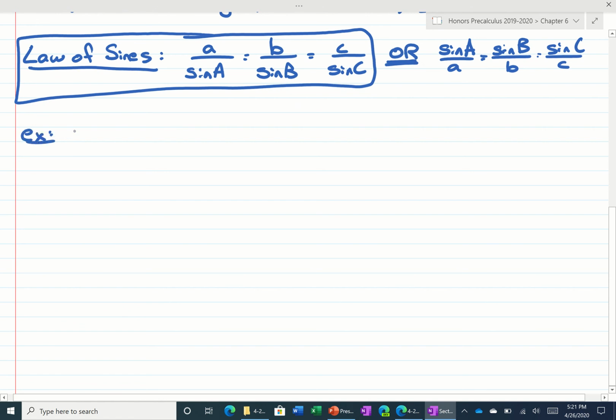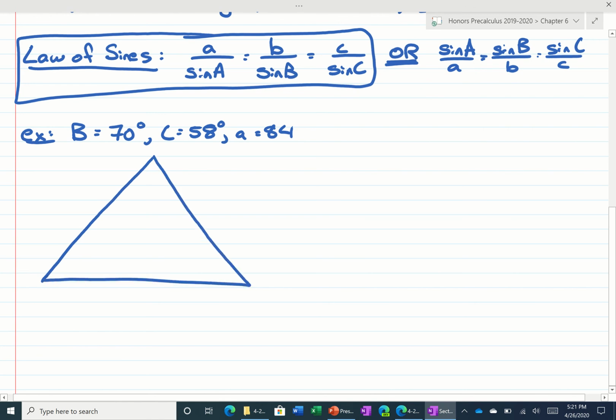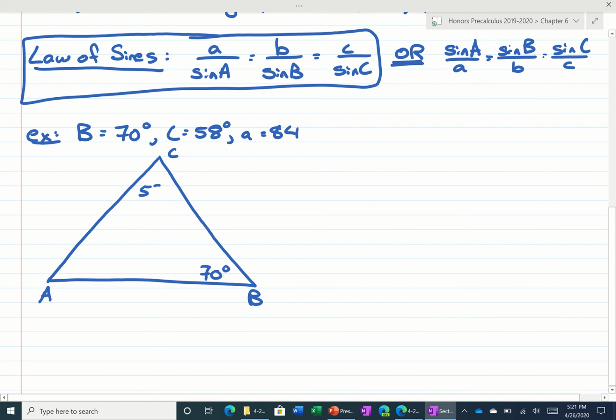First example is, what if I told you that angle B was 70 degrees, C was 58 degrees, and side A was 84. So the way we always start these problems is we should always label them the same way. And I always get organized by writing all the components on the side. This helps me know what I have and what I need to find.